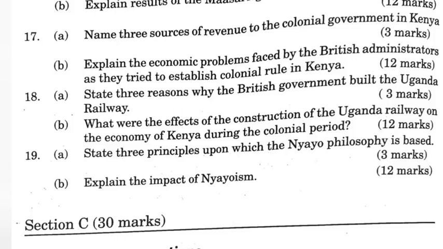Number 1. Resistance from the local communities was a major hindrance to the establishment of colonial rule. The Nandi resistance is a case in point. It made the work of the colonial authorities difficult. Number 2. Insufficient personnel to administer the country was also a problem.